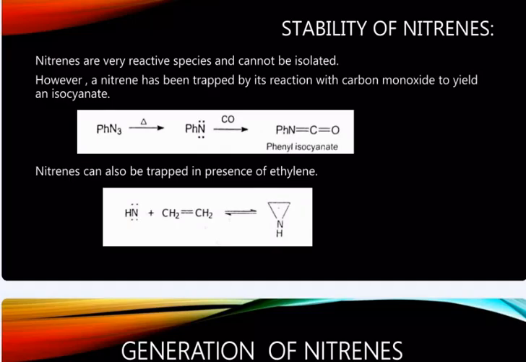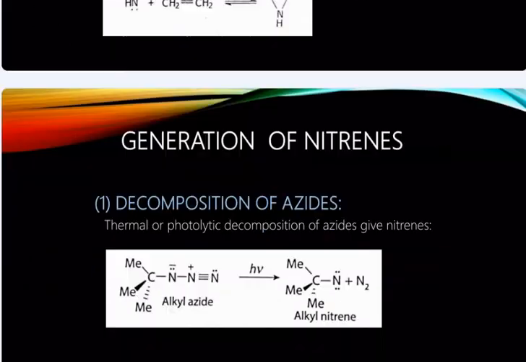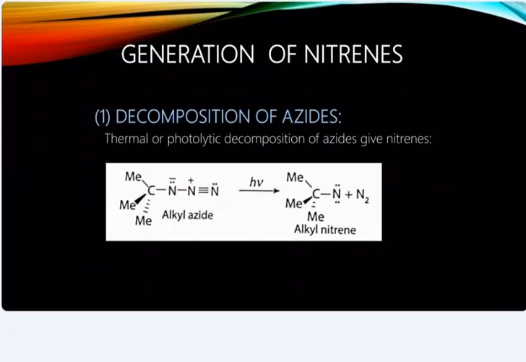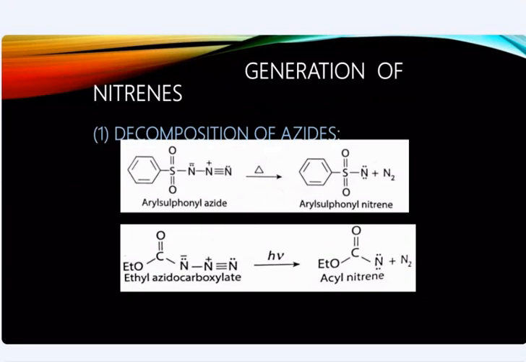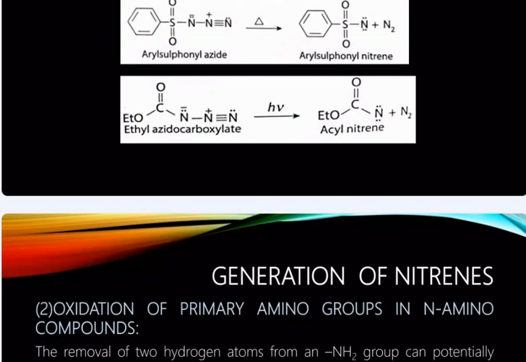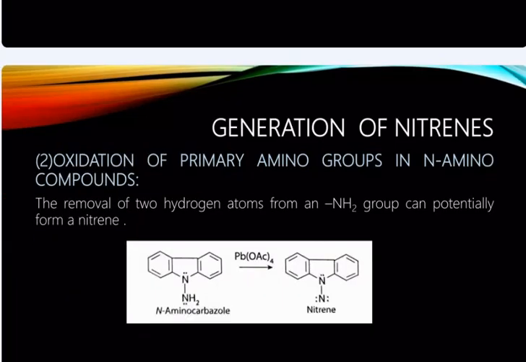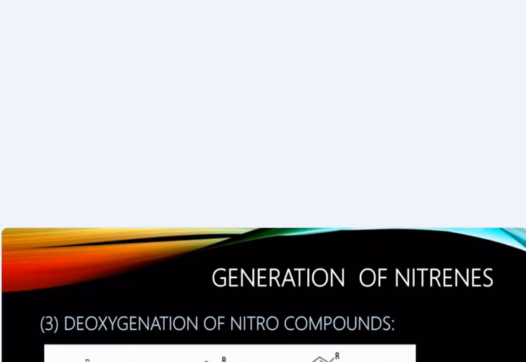Now generation of nitrene. Decomposition of azides: thermal or photolytic decomposition of azide gives nitrene. You can see aryl sulfonyl azide, it gives aryl sulfonyl nitrene. Now generation of nitrene, second, oxidation of primary amino group in N-amino compound. N-amino carbazole gives nitrene in presence of lead tetraacetate.